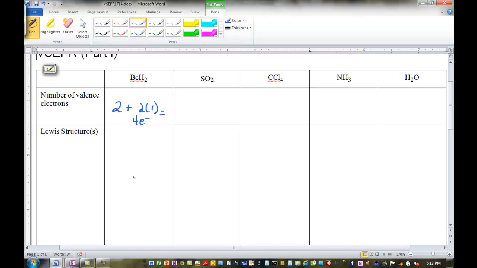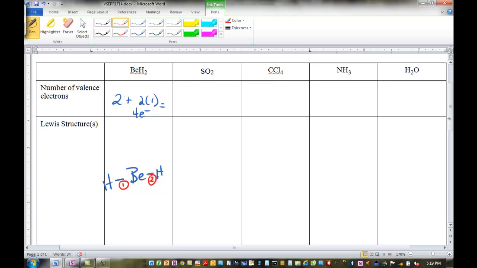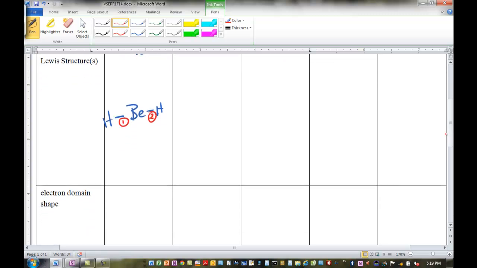Okay, so beryllium has to be the central atom. We connect with single bonds. There's our 4 electrons. So for the VSEPR model, we would count 1, 2 electron pairs around the central atom. We would then scroll down to the next part of this handout and fill this in as you go along. I've used electron-pair geometry, electron-pair arrangement. The book we're currently using actually, I believe, uses electron domain shape. We'll try to be consistent and use the same terminology, but again, that's the arrangement of the 2 electron pairs.